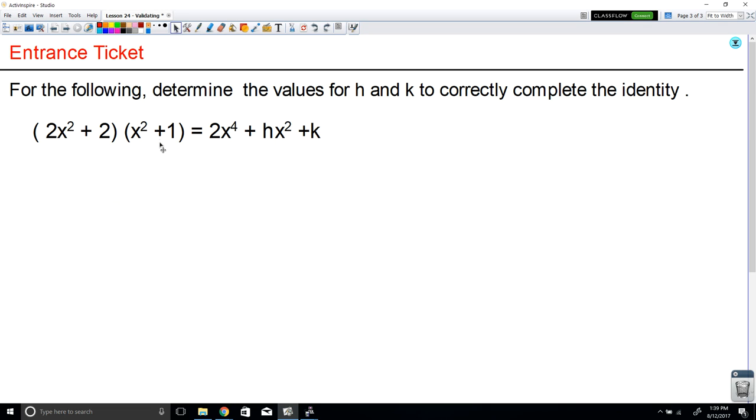Now, here's your entrance ticket. For the following, determine the values for h and k to correctly complete the identity.